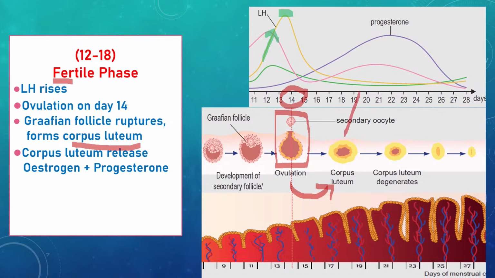So you can see here, class, estrogen level is increasing. You can see progesterone level is increasing. This is coming from the corpus luteum. Now, as the progesterone level increases, FSH and LH will be inhibited. That means it stops the release of FSH and LH.